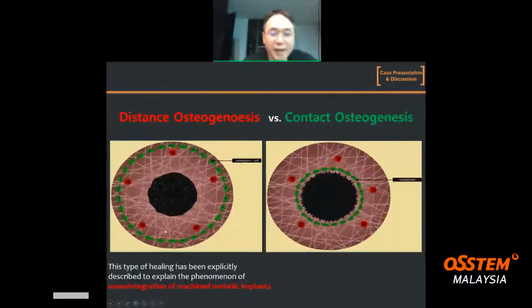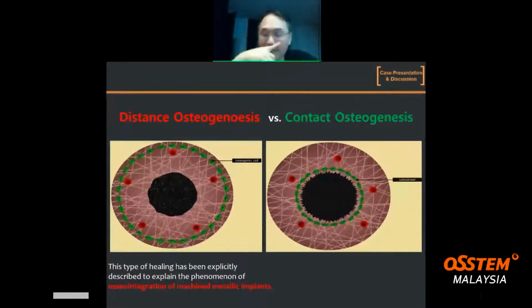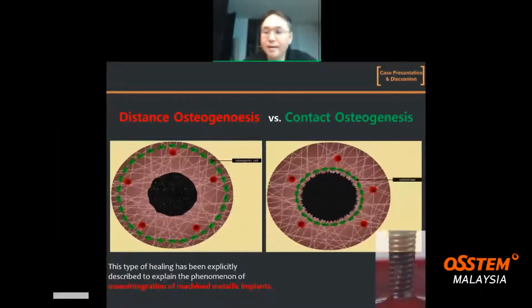Distance osteogenesis has been explicitly described to explain the phenomenon of osseointegration of machined metallic implant. Osteoblast doesn't like rough surface. Osteoblast doesn't like machined surface, smooth surface. Only after placing rough surface implant, we can expect osteoblast adhesion. But how can we maximize the osteoblast adhesion to the implant surface? By placing hydrophilic surface.